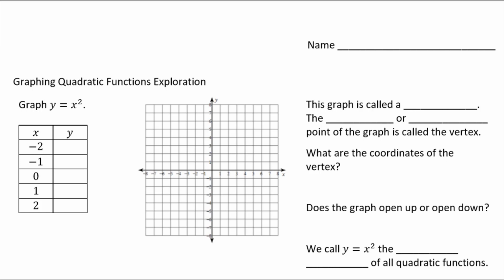Starting with the easiest number to plug in, 0, I would do y equals 0 squared. 0 times 0, which is what 0 squared means, is 0. So I'm going to put a 0 right here. And then I would do y equals 1 squared and say, okay, 1 times 1 is 1. And then I could do y equals 2 squared, and 2 times 2 gives me 4.